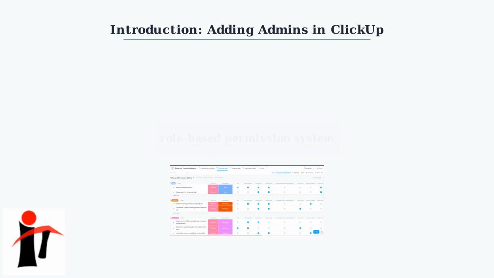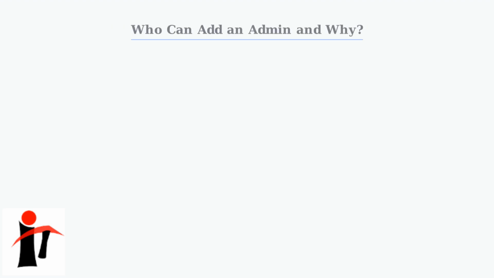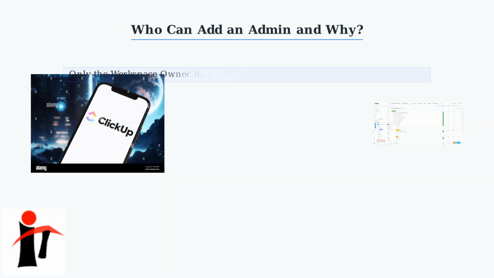Adding an admin is crucial for scaling your team and distributing responsibilities. Only the workspace owner has the authority to promote a user to admin status. This is a security measure to prevent unauthorized privilege escalation.